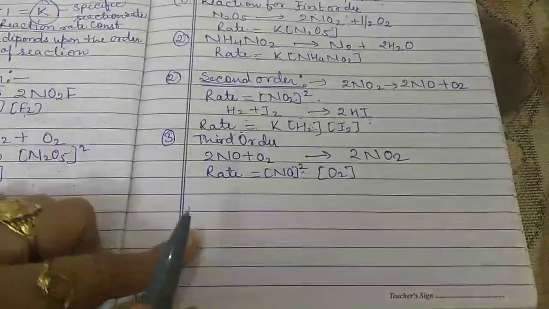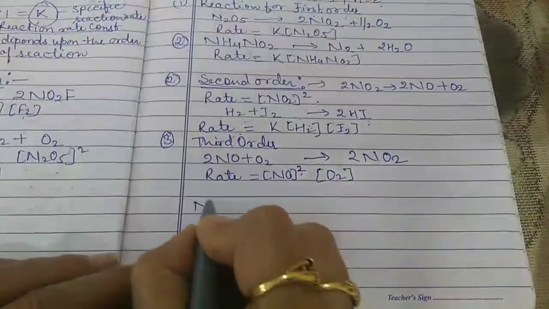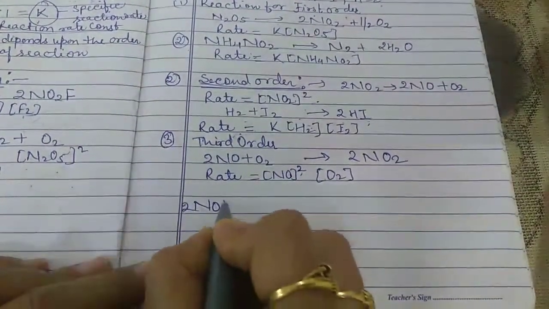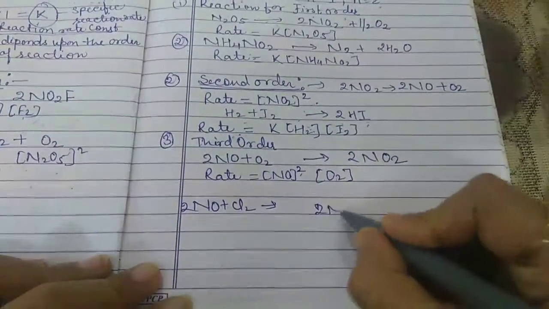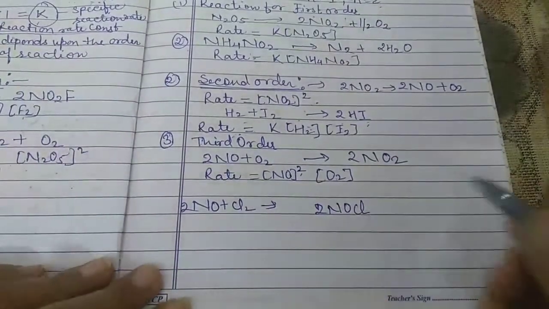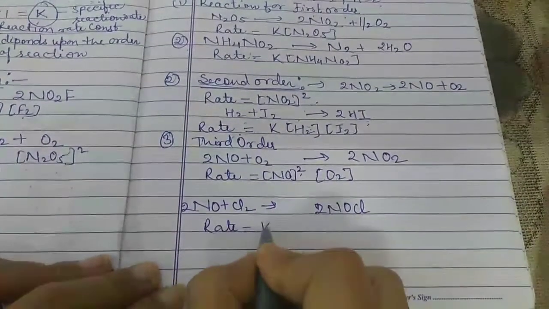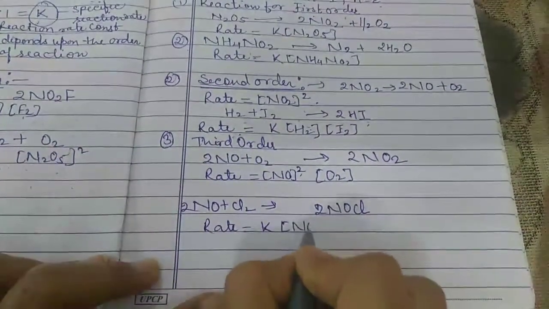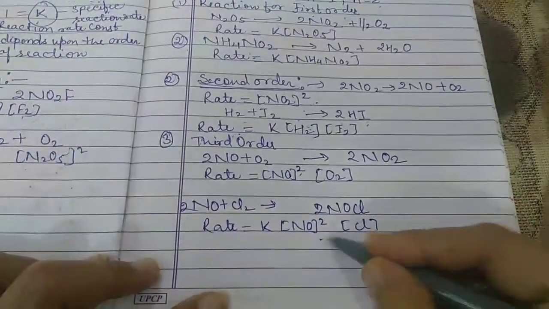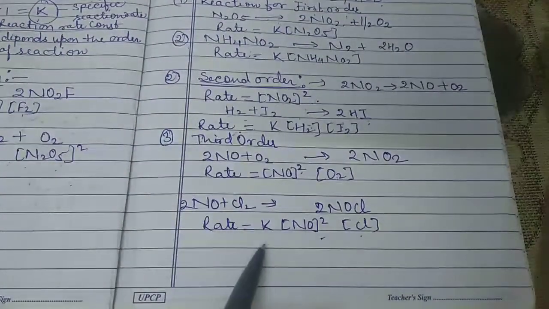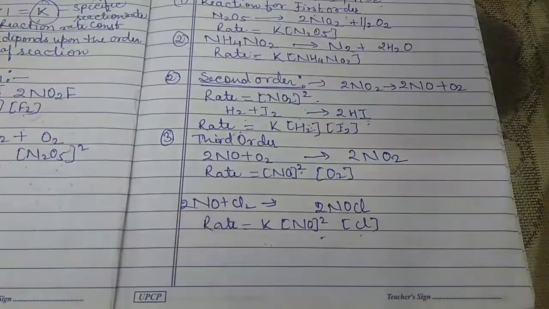The next example is the reaction between nitric oxide and Cl2, that is 2NO plus Cl2, so we get 2NOCl. For that, the rate is equal to k[NO]^2[Cl2]. So 2 plus 1 is equal to 3. So here the order is 3. So this is the example for the third order of reaction.